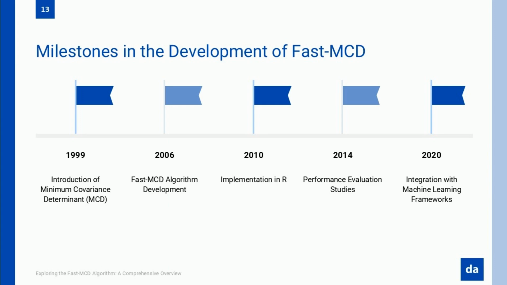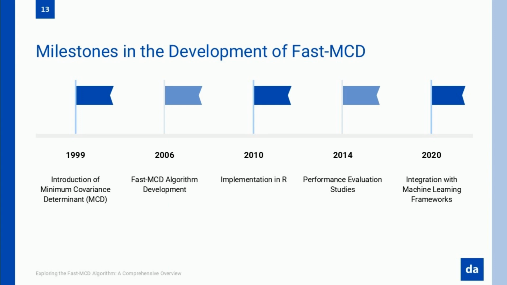Now back to the algorithm's history. It all started in 1999 when the minimum covariance determinant (MCD) method was introduced. This was a breakthrough in robust statistics, providing a way to estimate parameters while ignoring the influence of outliers. The problem? It was slow. Computing MCD for large datasets took way too long to be practical.